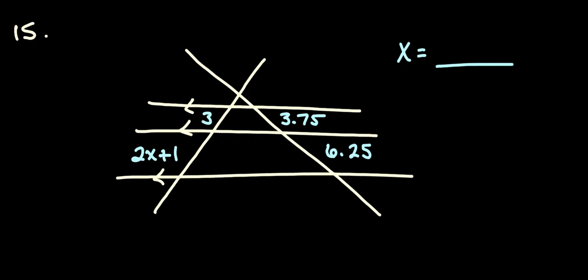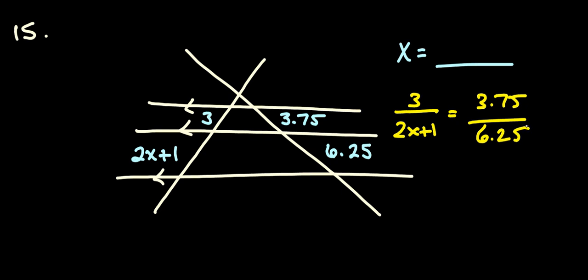Number 15, again, these are all very, very similar to each other, these problems. Because these sides are parallel to each other, it allows us to write something along the lines of 3 to 2x plus 1 equals 3.75 to 6.25. So you have top to bottom equals top to bottom. Then I can go ahead and, again, cross multiply like we've been doing. So we've got 6.25 times 3 equals 3.75 times 2x plus 1.